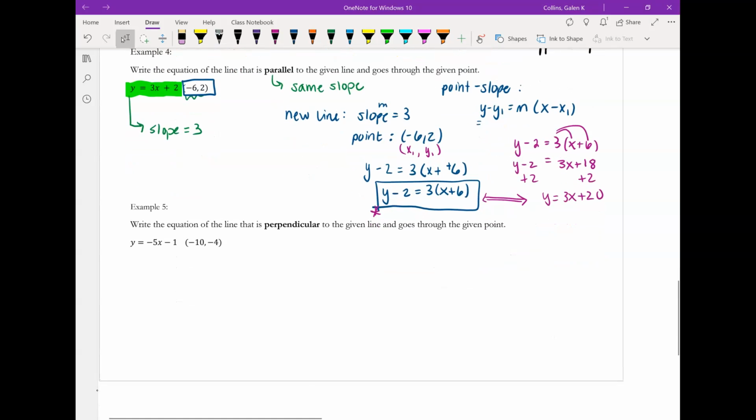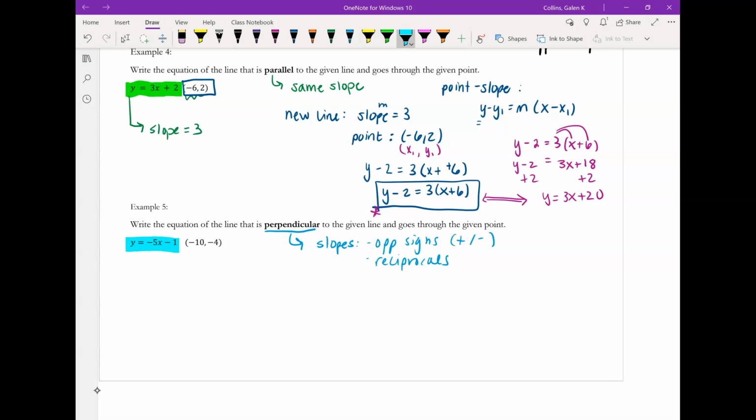All right, example 5. Write the equation of the line that is perpendicular to the given line. So now when we're talking perpendicular, we said that perpendicular means that our slopes have opposite signs. So one is positive and one is negative, and that they are reciprocals. And overall, that their product must be negative 1. So it's a little more work for this one.